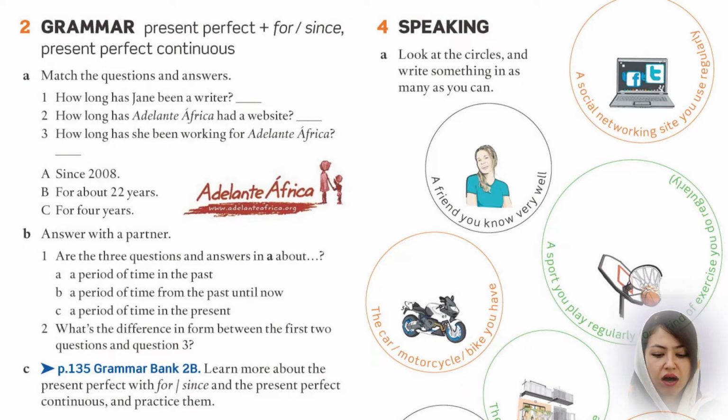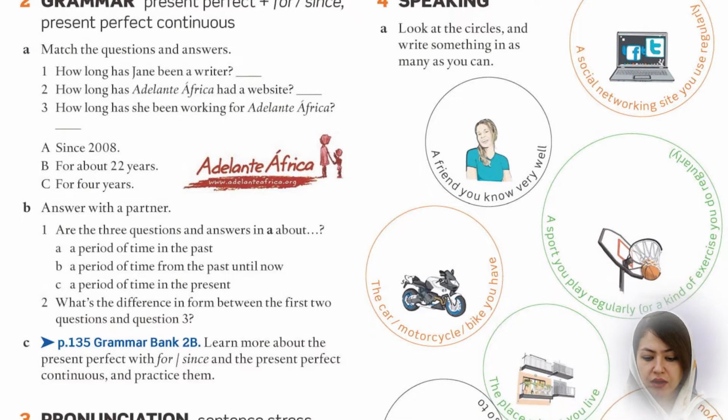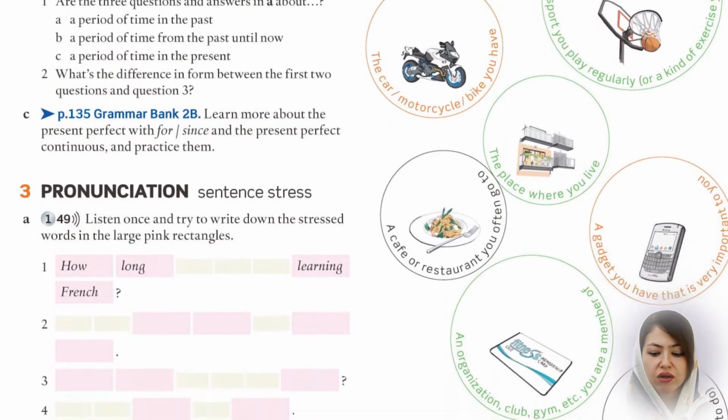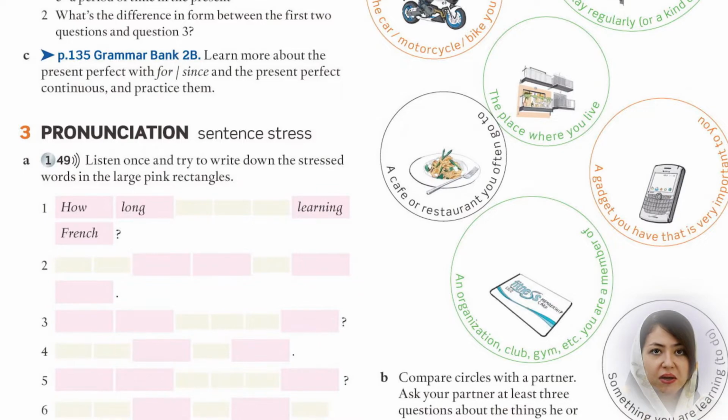So, the car or motorcycle or bike you have. So again, you can say, I've been driving my car for over 6 years, or I've had my car, okay, or motorcycle or whatever. Now, the place where you live. I've been living here in this town for over 16 years, for instance.